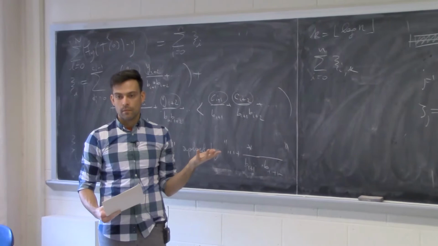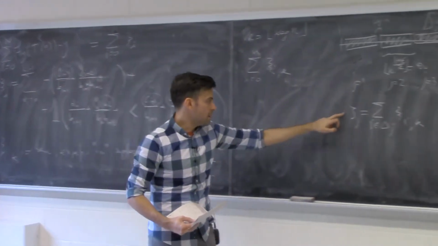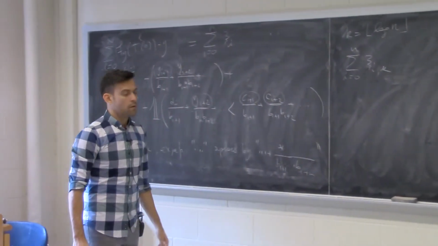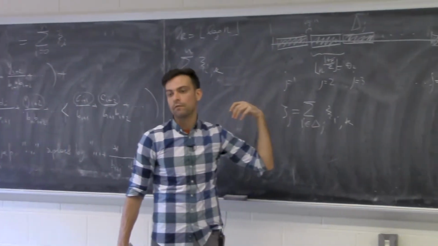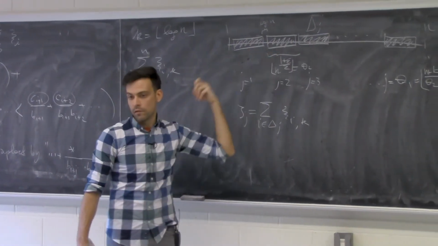Whatever the letter is, it's zeta sub j, zeta sub j. So the letter j denotes that there are essentially square root of n of them. So you have the sum in these blocks.